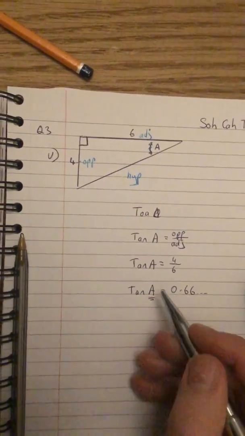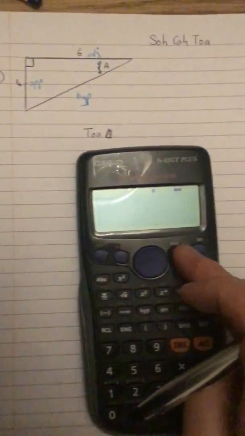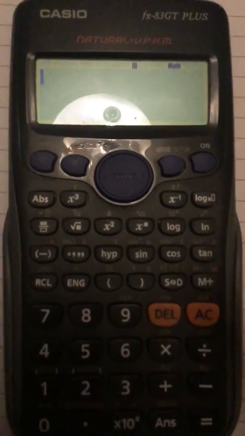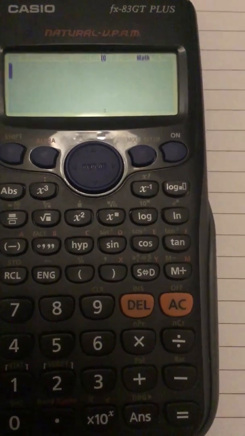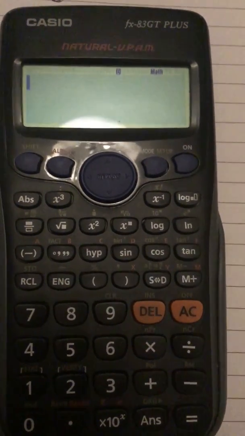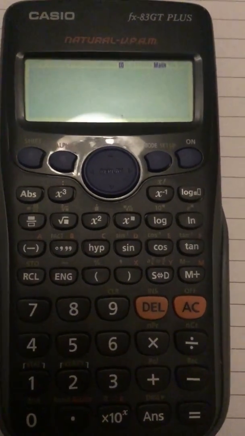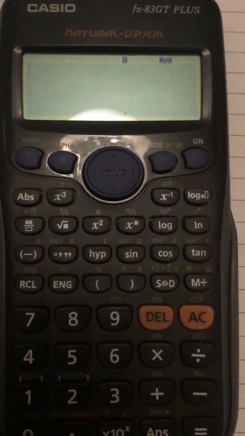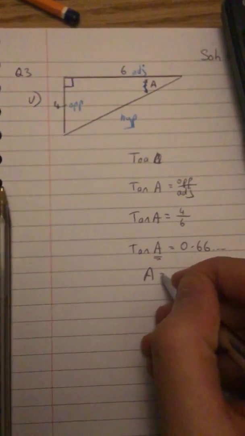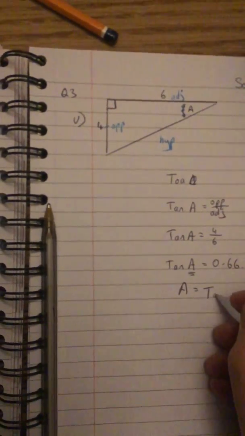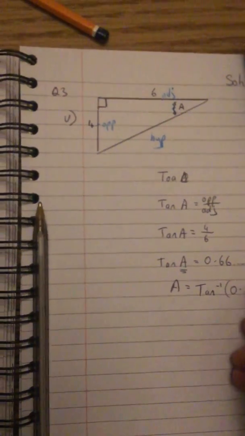To bring my tan across to the other side, I'm going to go to my calculator. If you look at your sine, cos and tan buttons, just above them you'll see there's a tan with a -1, or the inverse of tan. That's what we want to get to. So I want to bring my tan across the equals sign. I'm looking to use this tan -1 button. So I'm going to say now A is equal to tan -1 of 0.66, continuing, and then again it's just calculator.